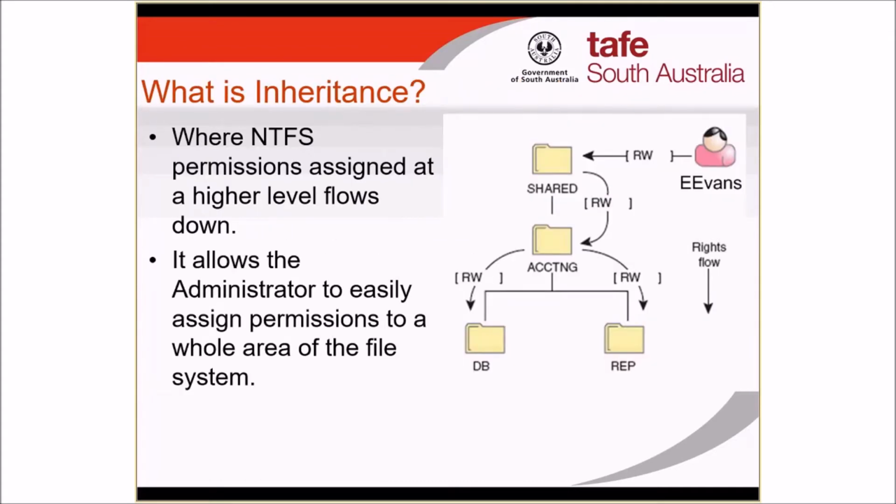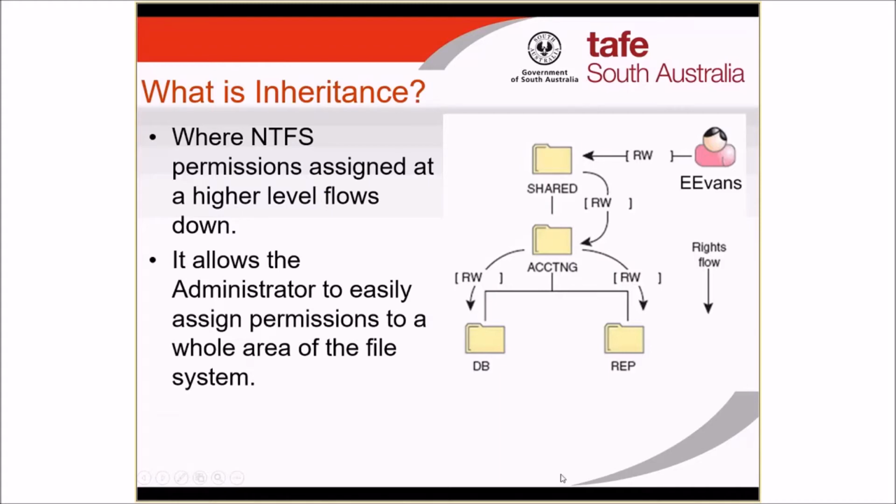So if we look at this diagram, remember we talked about inheritance? So basically, if we didn't have inheritance and we want to give this person, E. Evans, read-write permissions to these folders, we would have to do it here, here, here, and here. A lot of work. But with inheritance, we just have to do it at the highest level that he needs access to. And because of inheritance, those permissions will flow down, down, down, all the way to wherever the file system stops, okay? So you got to remember that it doesn't flow sideways, it doesn't flow upwards, it doesn't flow any other way except for down, okay?